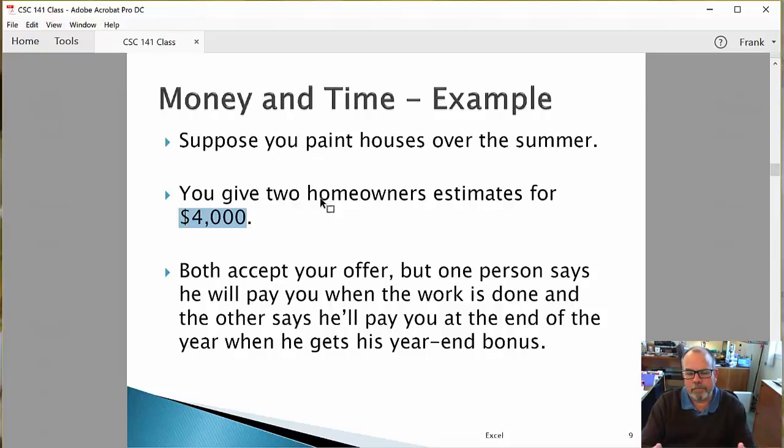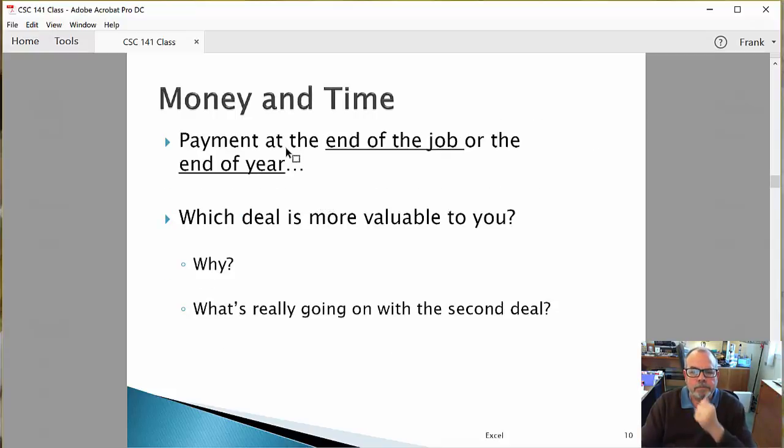So it looks the same, $4,000. They're both willing to pay you the same amount of money for the same job, but one wants to wait a while to pay you. So which job is more valuable to you? The one where the payment is at the end of the job or the end of the year? Well, the one where you get payment sooner is more valuable, because what really is going on in the second deal is if you agree to paint their house now but accept the $4,000 6 months later, then you've taken on a dual role. You're not just a painter, you're also a bank.